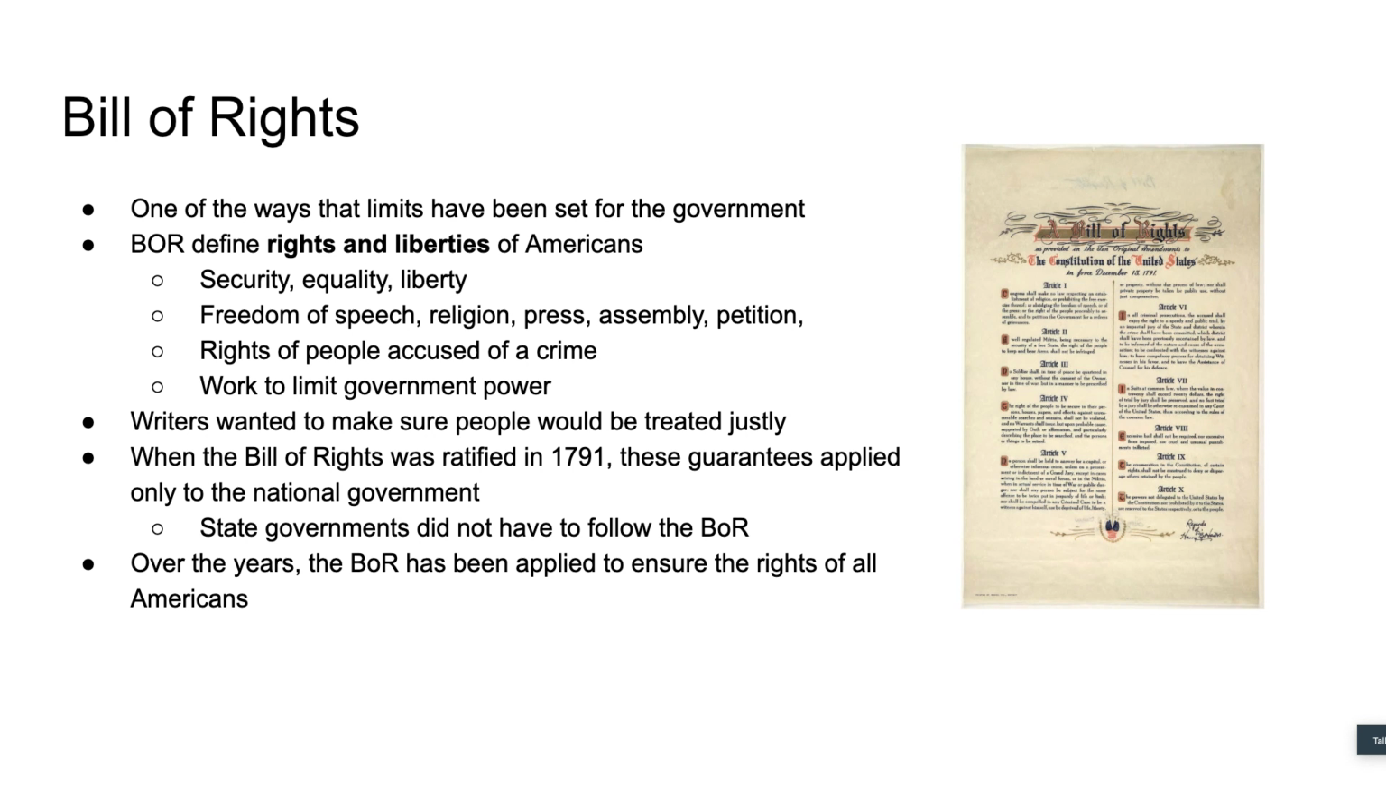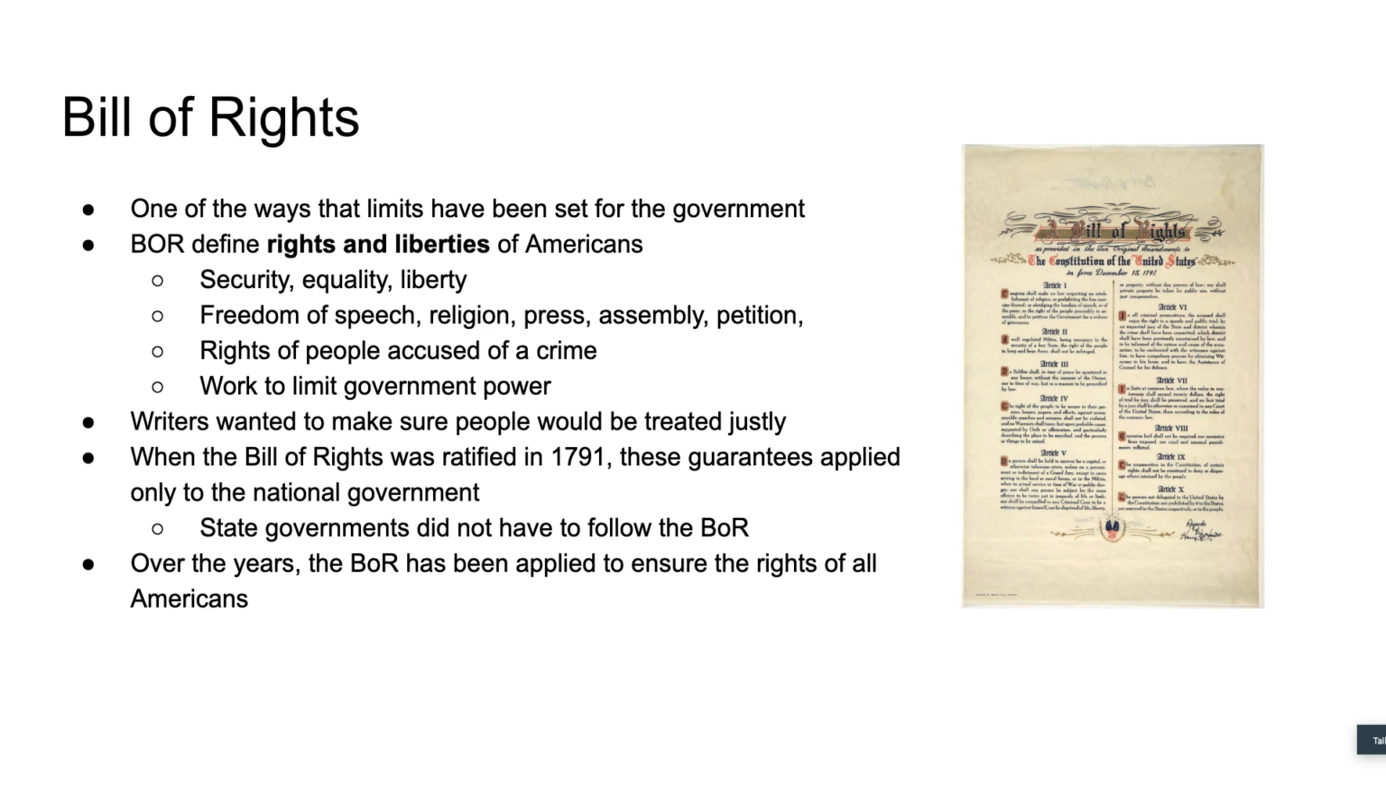When the Bill of Rights was finally officially approved, or ratified, in 1791, these guarantees only applied to the national government. So only the president, only Congress, and only the Supreme Court were supposed to obey these amendments, or these articles.